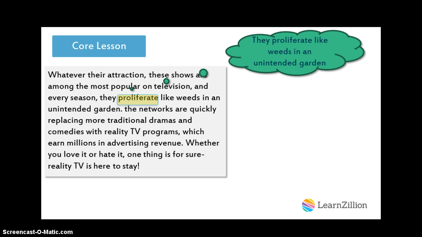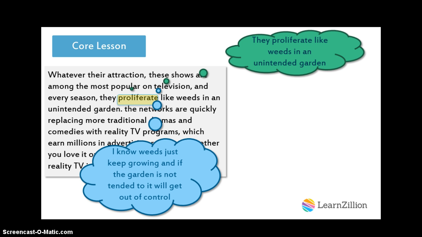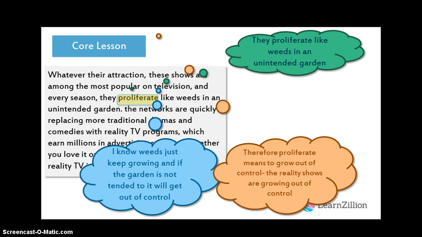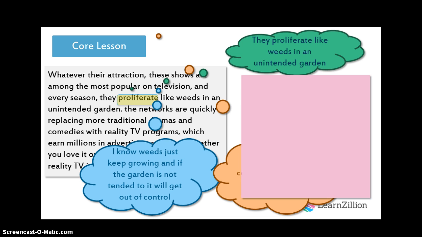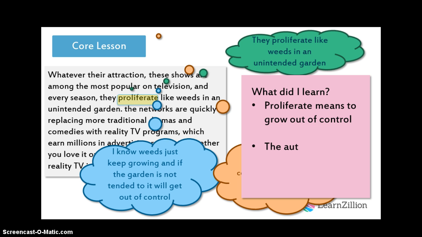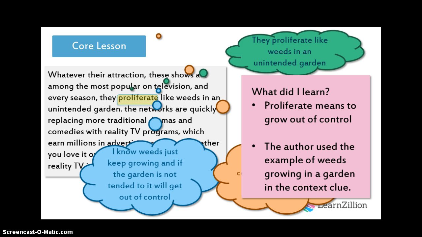They proliferate like weeds in an unintended garden. I know weeds just keep growing and growing, and if the garden is not tended to, it will get out of control. Therefore, proliferate means to grow out of control. The reality shows are growing out of control. What did I learn? Proliferate means to grow out of control. The author used the example of weeds in a garden growing in the context clue.